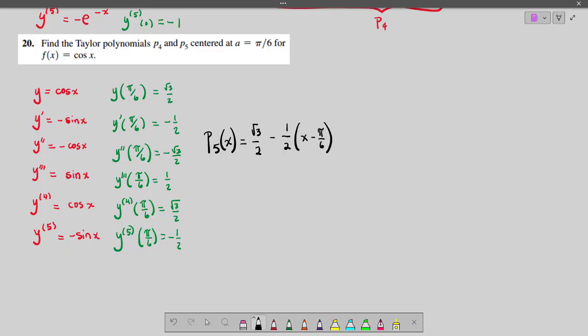Would that be P1 then? Yep, that's P1. Okay, you wrote P5. Yeah, we're not done. Oh, okay. We're going to keep going.